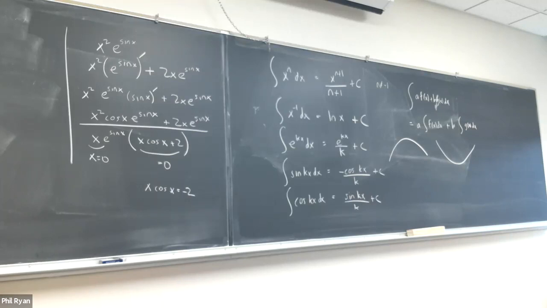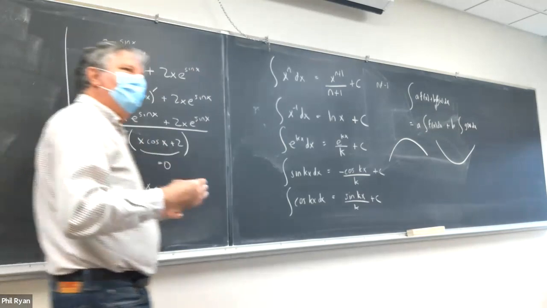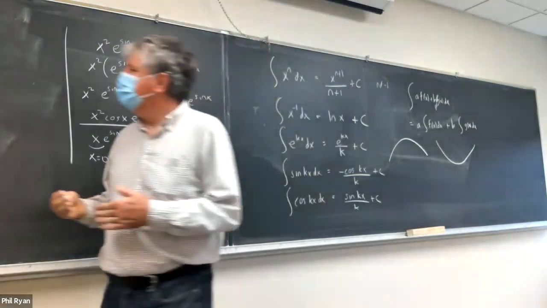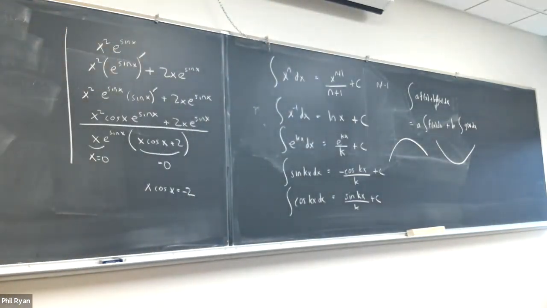But to be an inflection point, it needs to change concavity. Does this change sign as it goes through 0? Yeah, right? Before it's negative, afterwards it's positive. So it goes from concave down to concave up. So that is an inflection point.